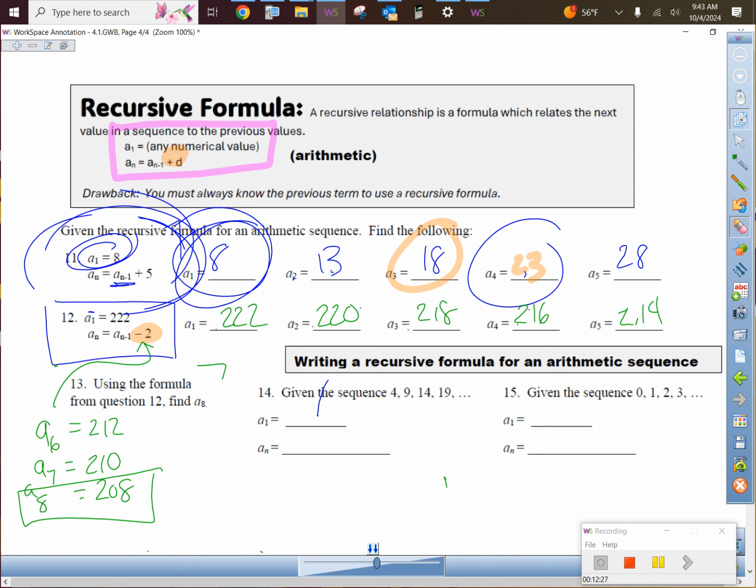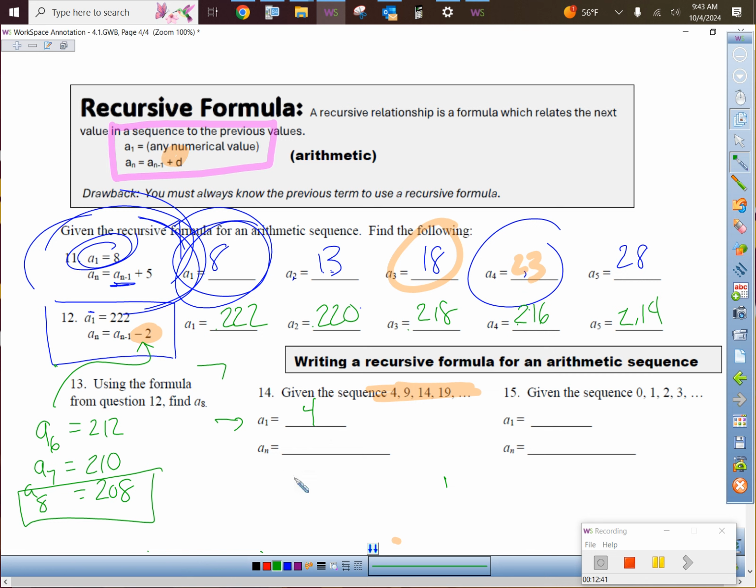The last thing homework will ask you to do today is to write the recursive formula. So I'll help you out. You got to start with the first term. They have given me this sequence. Let's please not miss that. Who is the first term in that sequence? 4. Love it.